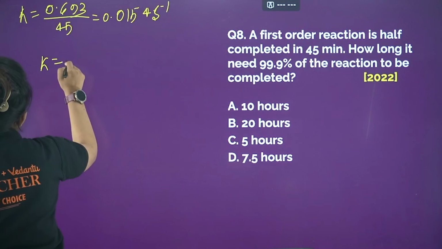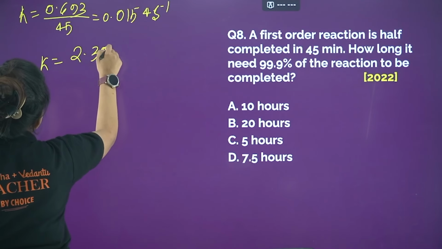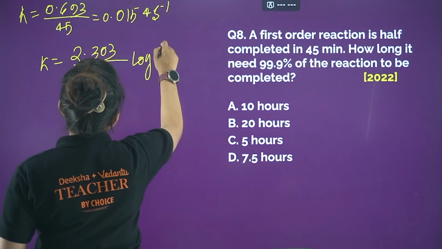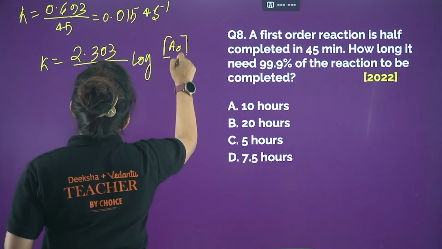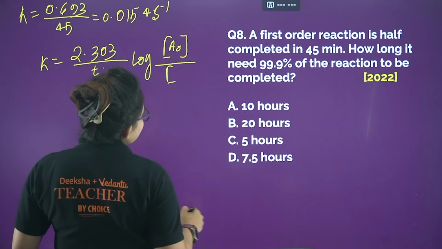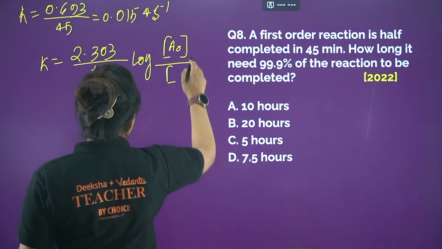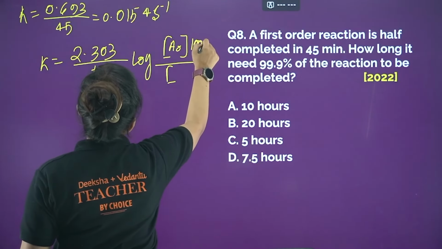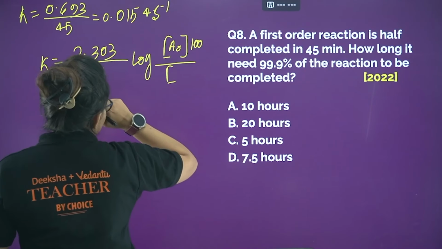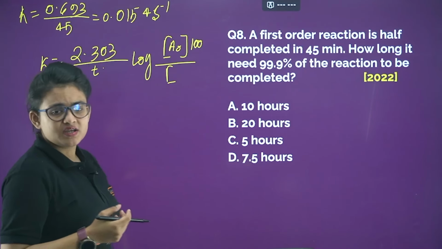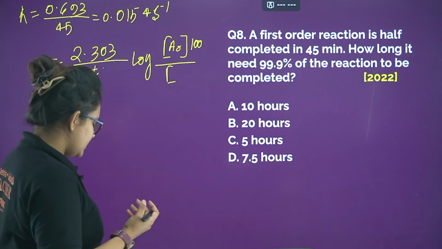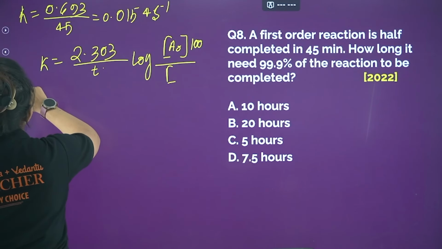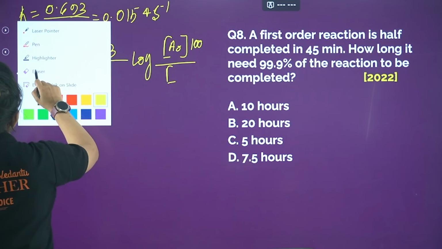Now first order equation, let's put 2.303 divided by K into log, here A0. What is At? 100 minus 99. Here you can take A0 as 100, because full concentration I am starting with, let's see, it is 100. Okay, so if I am writing 100, just a minute.